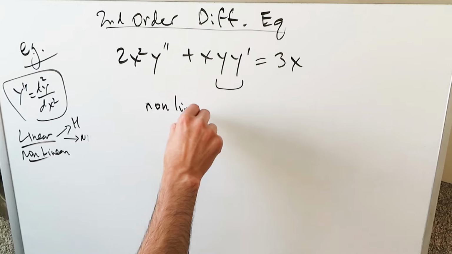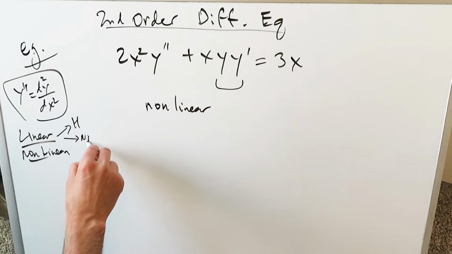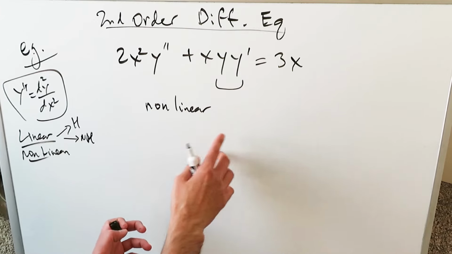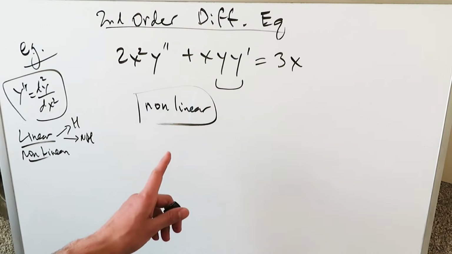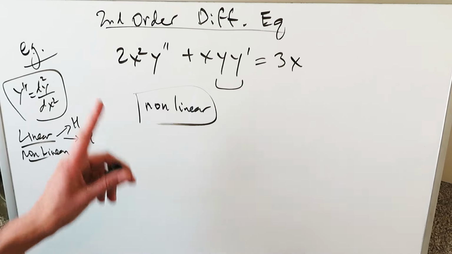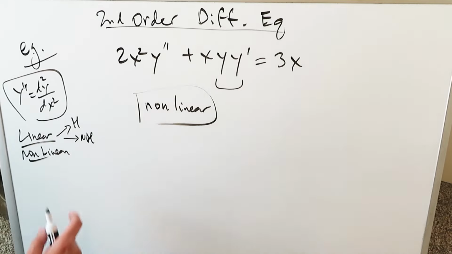and it makes it non-linear. And you don't have to worry about homogeneous or non-homogeneous. Technically, you don't have something equal to 0, so it would be non-homogeneous, non-linear. But the more important classification is you have a non-linear second order differential equation with respect to your y variable, and that's certainly what you have.